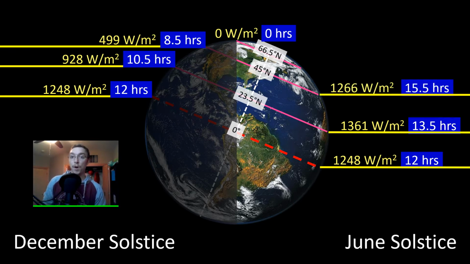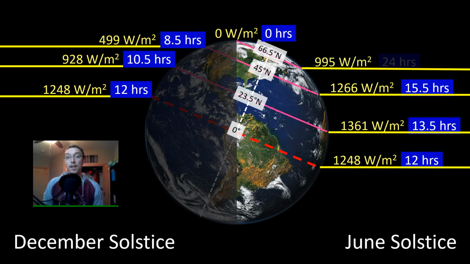1,266 watts per meter squared, 15.5 hours of daylight. And along the Arctic Circle there, 995 watts per meter squared, 24 hours of daylight within the Arctic Circle. So we think of these variations in daylight and in insolation based off of our seasons. So that latitudinal difference is really important.